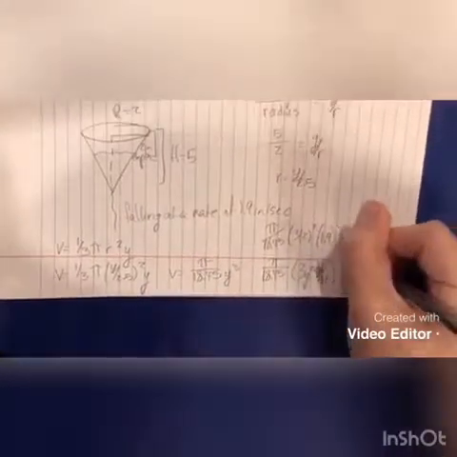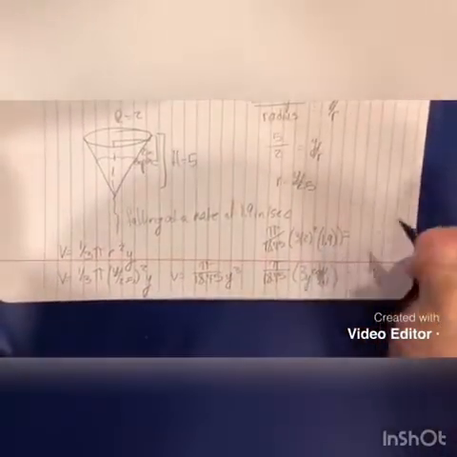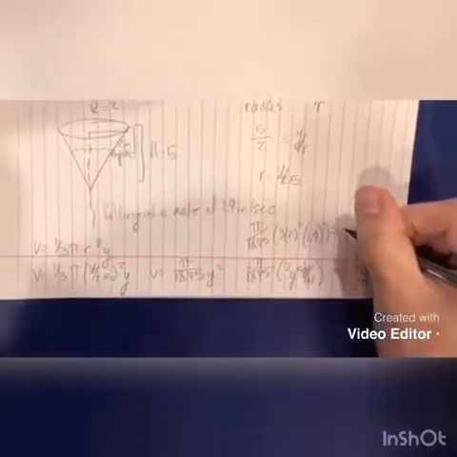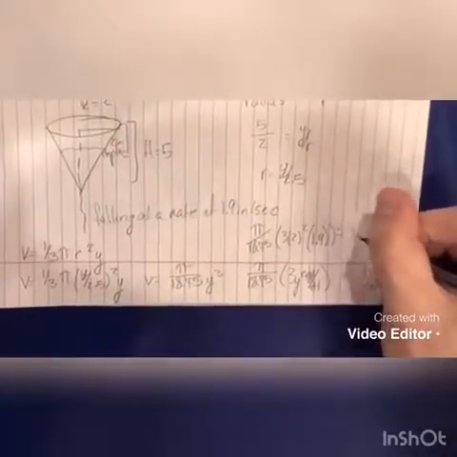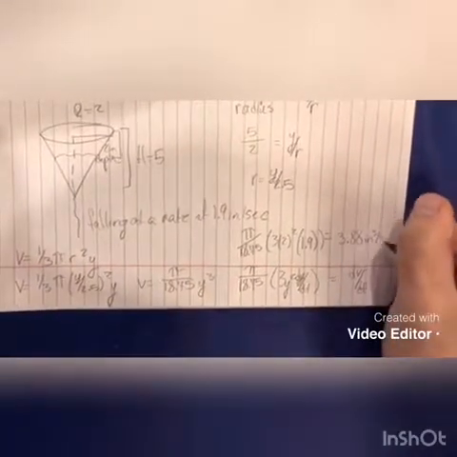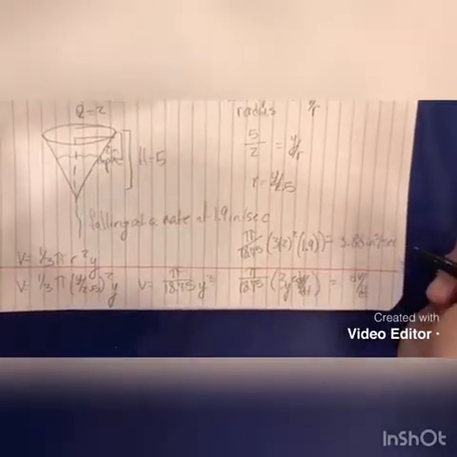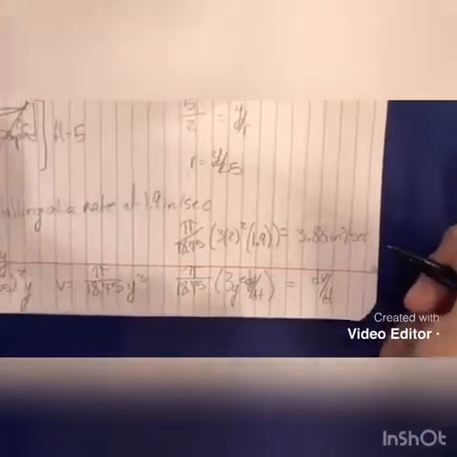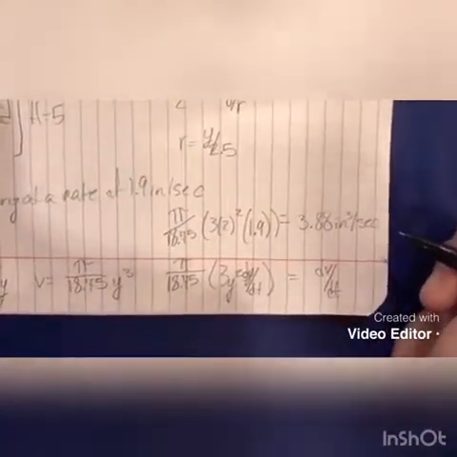Now I've already multiplied this off screen, so we don't have to do it right now with the calculator. So we get 3.88 cubic inches per second. The water is being drained at a rate of 3.88 cubic inches per second.